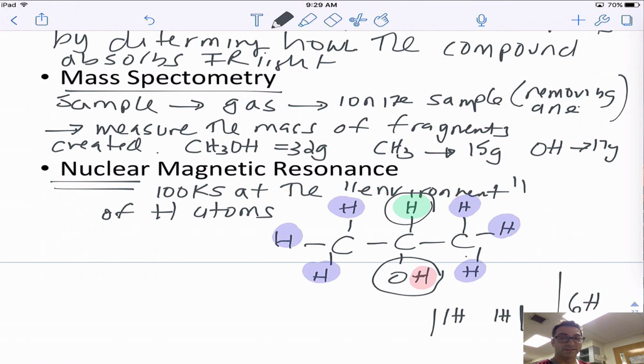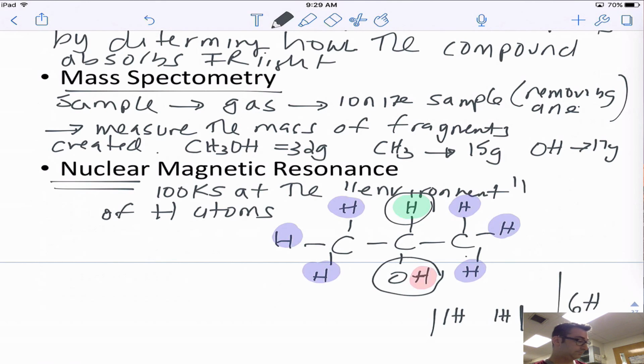And again, there is a library of known structures. And so scientists can use what they get from their unknown compound and compare it to a known structure. And from there, they can figure out, oh yeah, okay, this is what my structure should look like.